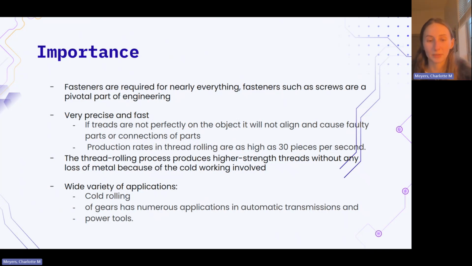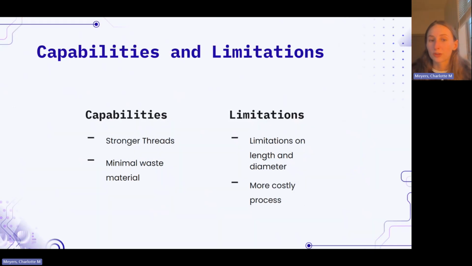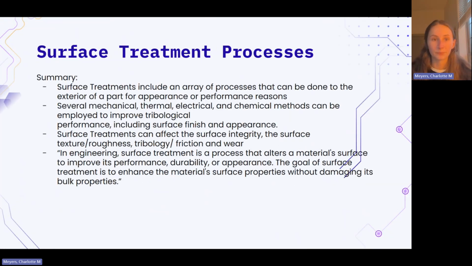And there's a wide variety of applications. Cold rolling has a ton of different usages outside of just fasteners, in automatic transmissions and power tools. So it creates stronger threads and it minimizes waste. The limitations are that for thread rolling, sometimes you have to have a specific length and diameter, and as opposed to other processes, it may end up being a little bit more costly.